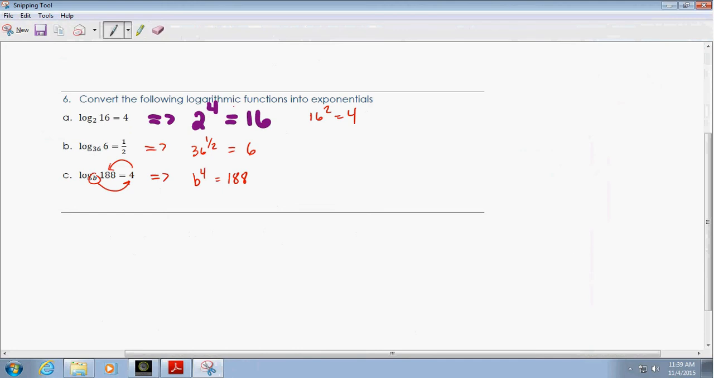Because we're converting logs into exponentials, we know our answer should be an exponential, not a log. Like I said, that's the hardest part of this: knowing that there are 7,000 different rules and you need to know 6,998 of them. The other two are kind of superfluous. But figuring out which two you don't need to know, that's fine.